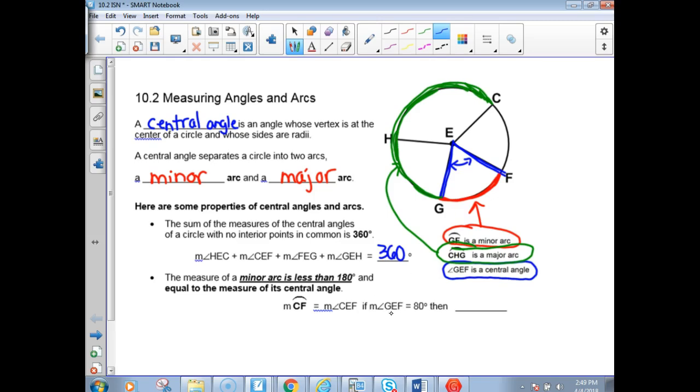Okay, now if the measure of angle GEF is 80, so they're telling us if this was 80, then we would know the measure of what arc is 80, and it would be arc GF. So arc GF, its measure, M in front of there, the measure of arc GF equals 80 degrees. And that was just another example. Arc CF would be equal to whatever angle CEF is, and I don't know what that is. I'm not going to make something up. Good?